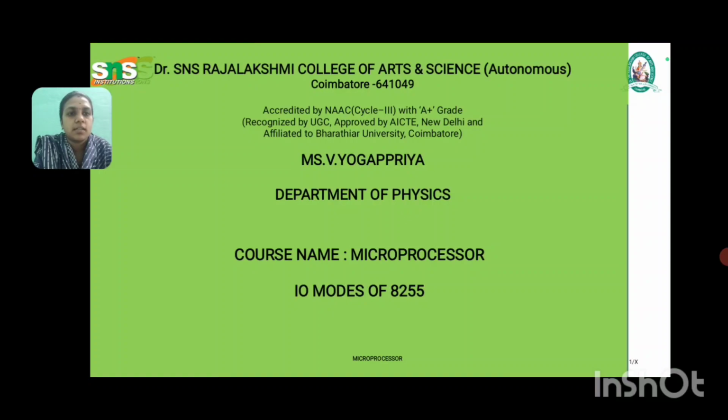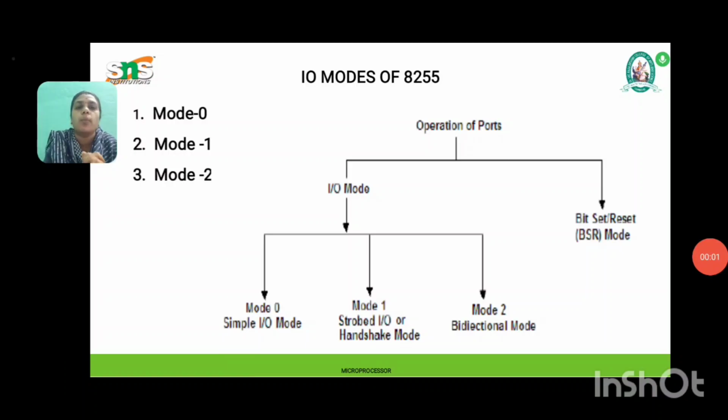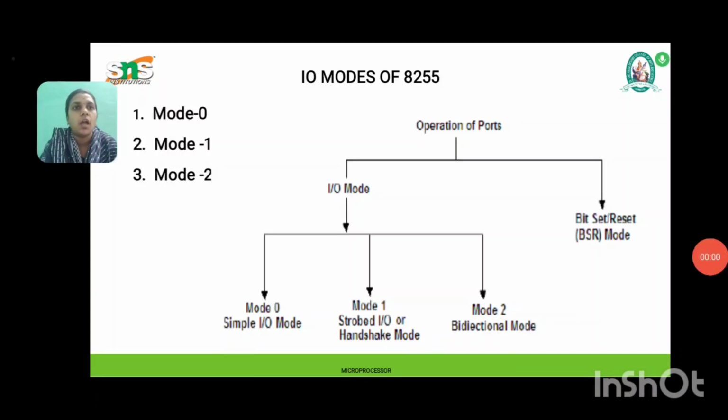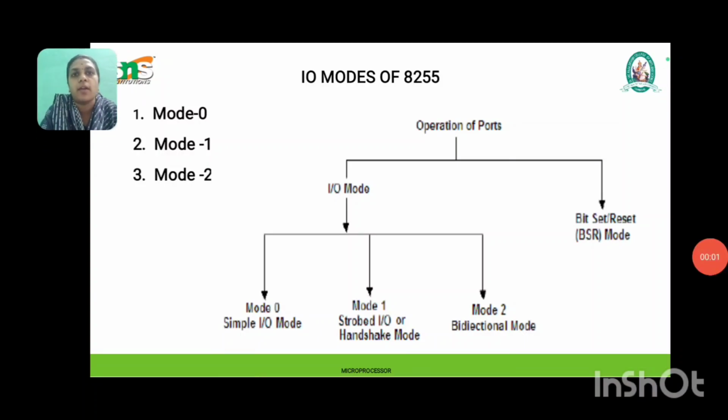So today we are discussing the I/O modes of the 8255 microprocessor peripheral. There are two types of operating modes for the ports. The first one is I/O mode, input output mode, and then BSR mode. BSR mode is bit set reset mode. Now, the I/O modes of 8255.